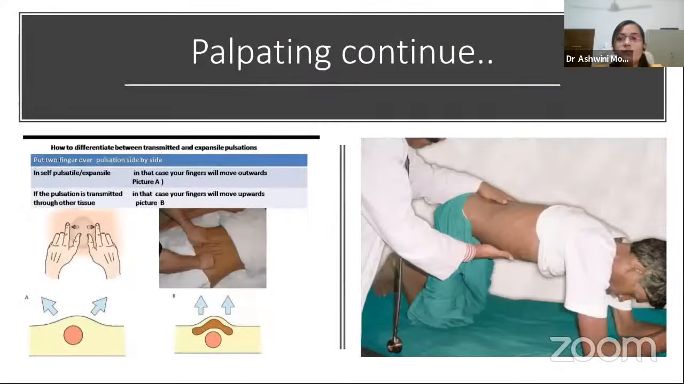Here I have shown one figure. This is the knee elbow position. If it is due to an abdominal aortic aneurysm, pulsation will still be present. If it is not, the pulsation will be absent. And here I have shown that we have to put two index fingers over the pulsatile swelling. If they go away from each other, the distance will be increased, and that will be the expansile pulsation. And if it moves upwards like this, it will be the transmitted pulsation.